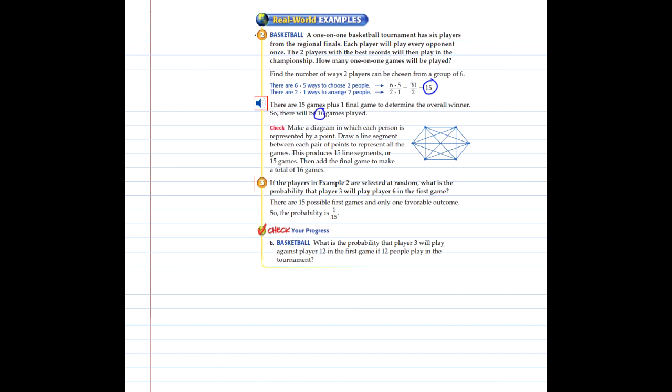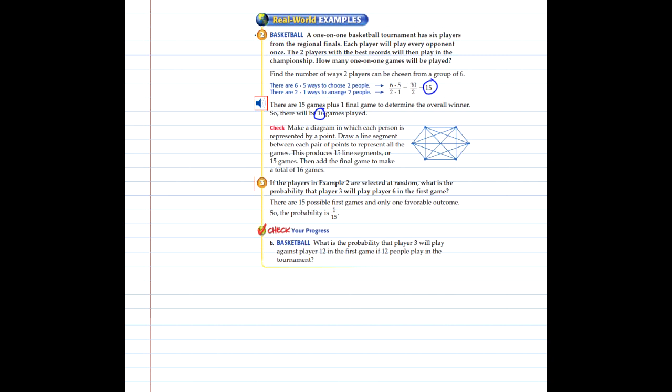Make a diagram in which each person is represented by a point. Notice I have 6 points, a hexagon. Draw a line segment between each pair of points to represent all the games. This produces 15 line segments, or 15 games. Then add the final game to make a total of 16.